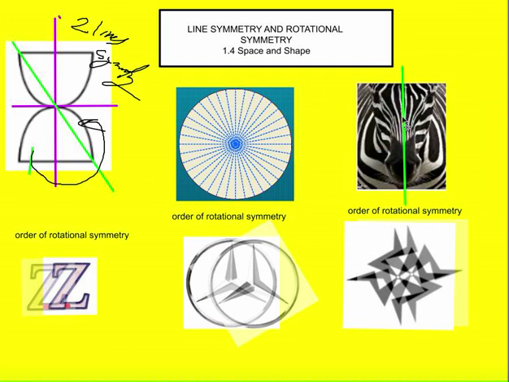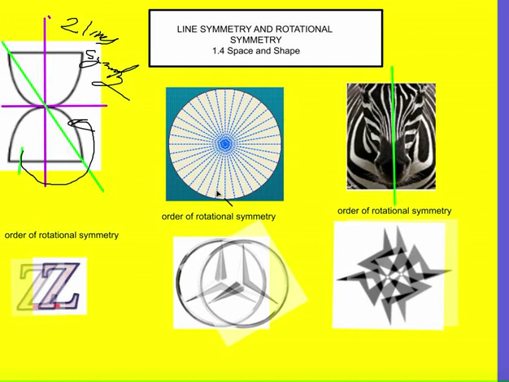So this zebra has one line of symmetry. I cannot go like this, obviously, because there's only one nose and there's not a nose up here, so that line does not work. Nor can a diagonal line be a perfect line of symmetry. So this zebra has one line of symmetry.